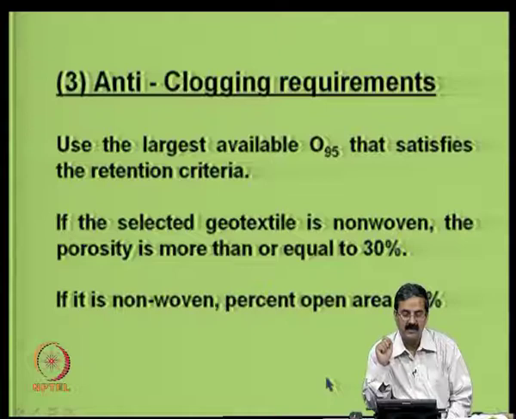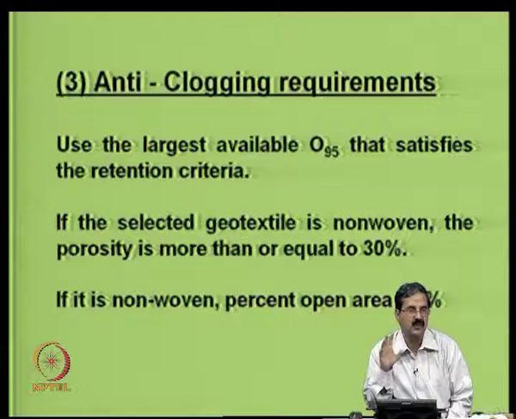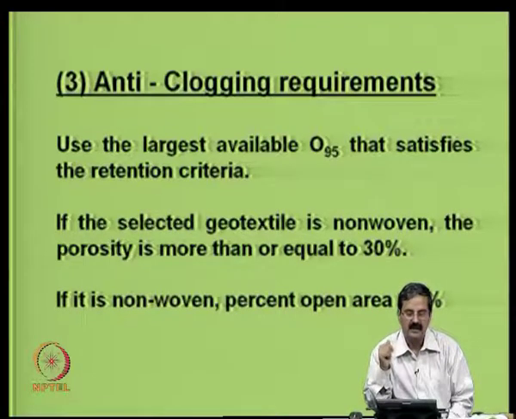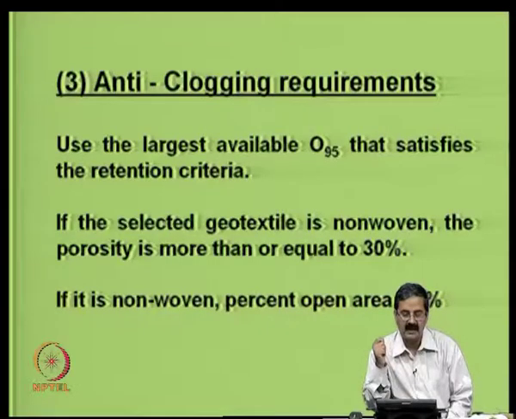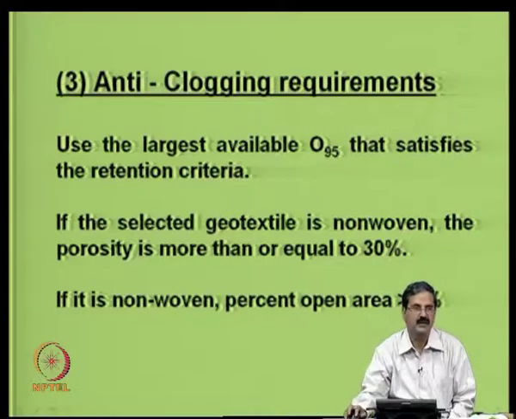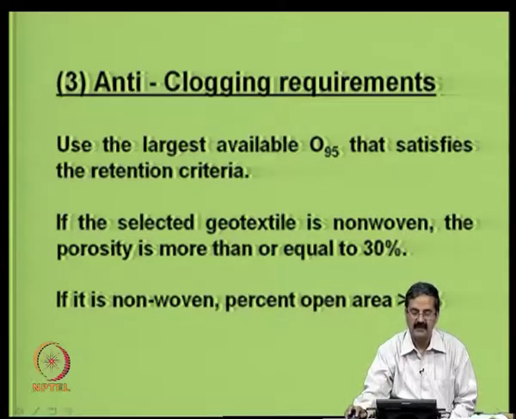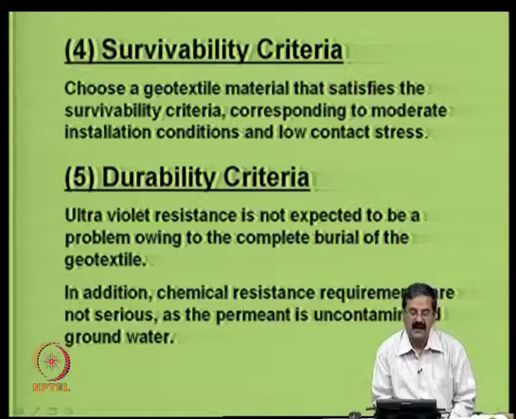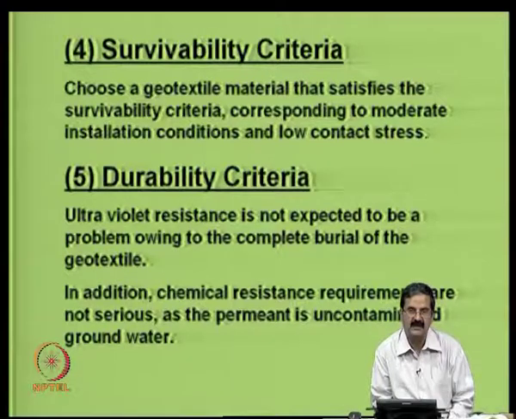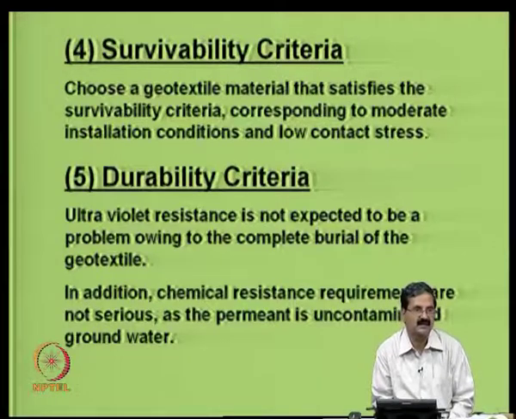the anti-clogging requirements, as I said, we try to go to the largest available size that satisfies the retention criteria, close to that or slightly higher. Okay. The second thing would be that if it is non-woven, the porosity should be more than 30%, or if it is woven, the percent open area should be more than 4%. So, we try to follow this criteria in specifications, and also check the survivability criteria, see the charts, and see if in this case, particularly the retaining wall, it satisfies the moderate installation conditions and low contact stresses.